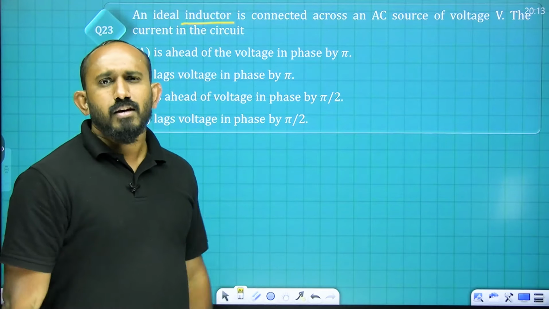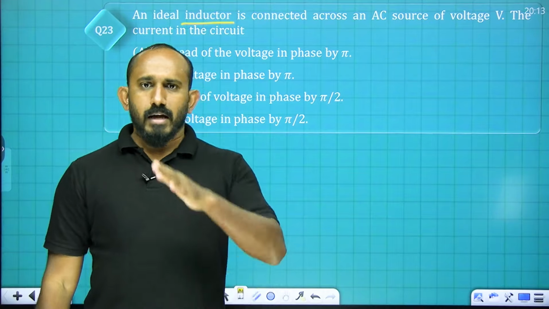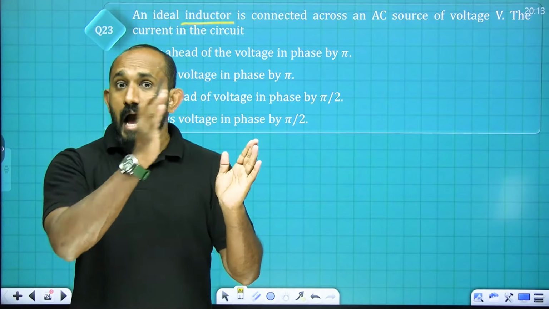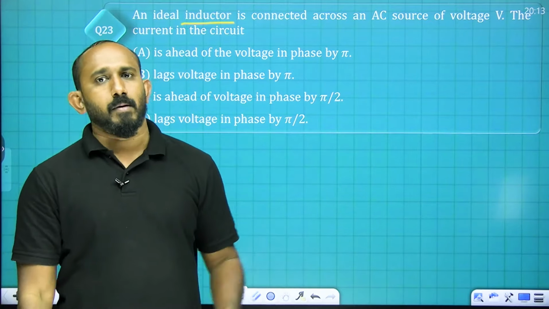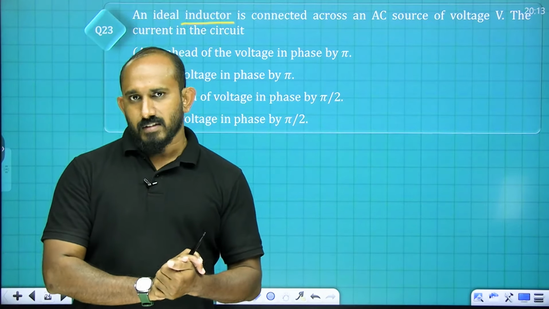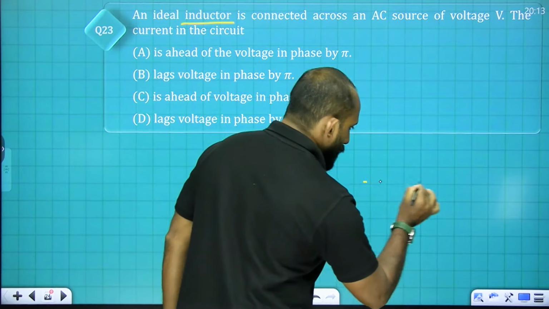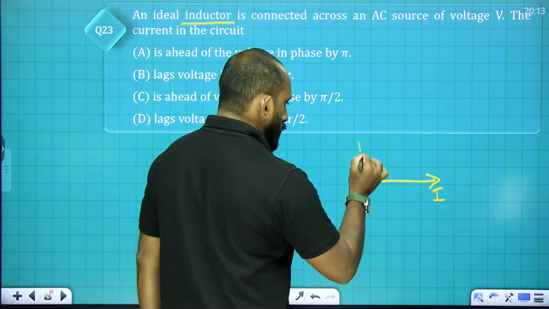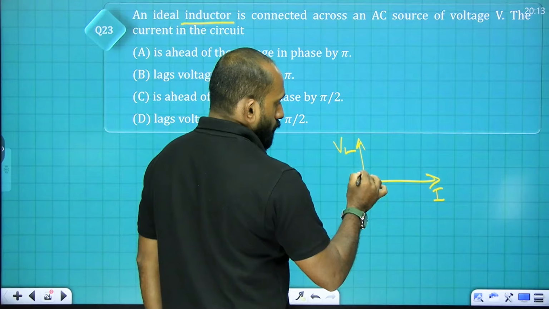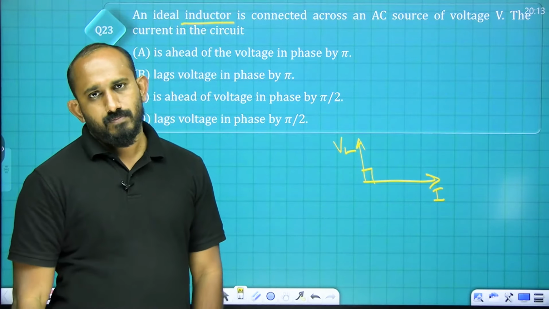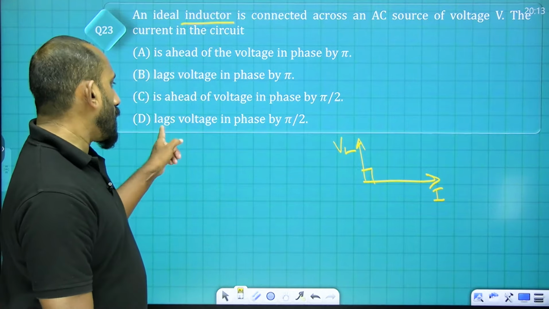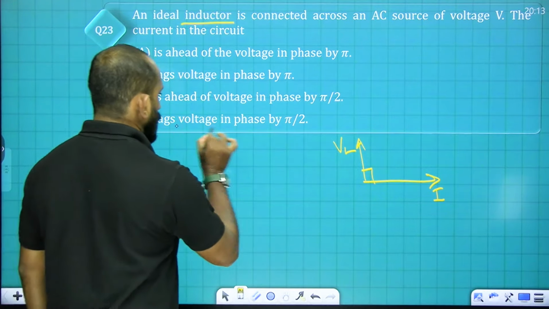So it's a direct question. If an inductor is there, the current will be lagging behind the voltage by pi by 2, or the voltage leads the current by pi by 2. You remember the phase difference there. So if this is I, then this will be the voltage across the inductor. I will be lagging behind the voltage across the inductor. So here current lags by pi by 2. D is the correct answer.